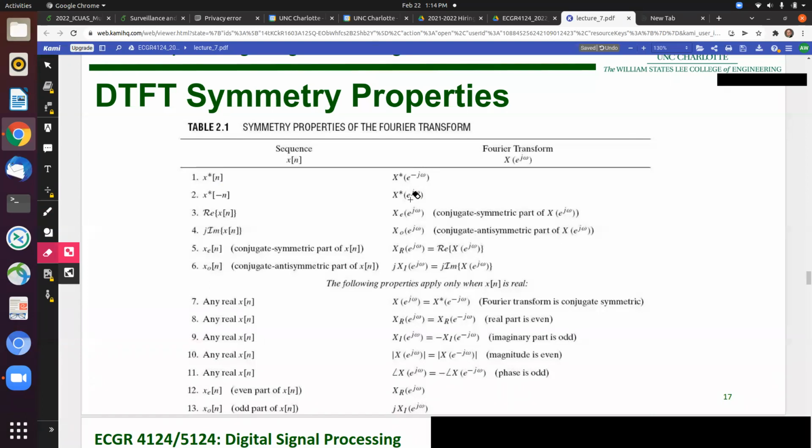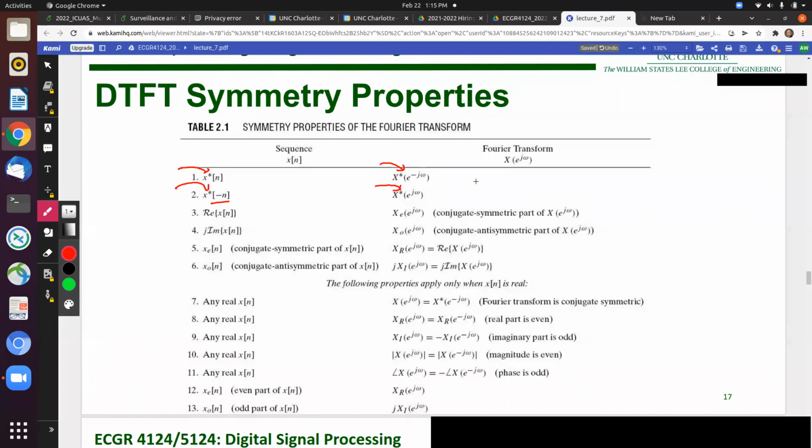On rows 1, 2, a little symbol between the x and the n, is that the conjugate symbol? Yeah, this symbol here is conjugation. And so what this is saying is a conjugation in the sample domain implies conjugation in the Fourier domain. Conjugation and time reversal in the sample domain is double conjugation. Basically conjugate the conjugate. So what does that mean? Basically time reversal is also conjugation.